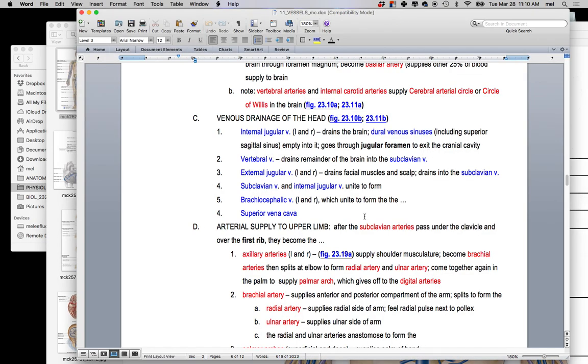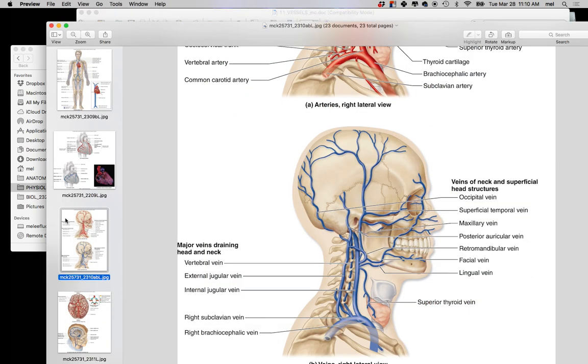Okay, so the internal jugular drains the brain, and it's really collecting blood from all of the dural venous sinuses, right? Superior sagittal sinus, straight sinus, sigmoid sinus, all of those. It will go through the jugular foramen to exit the cranial cavity. The vertebral vein drains the remainder of the brain into the subclavian vein, right? And then the external will drain the facial muscle in the scalp. So let's find the external here. So internal, follow it from inside the head, right? So can you find the external right there?